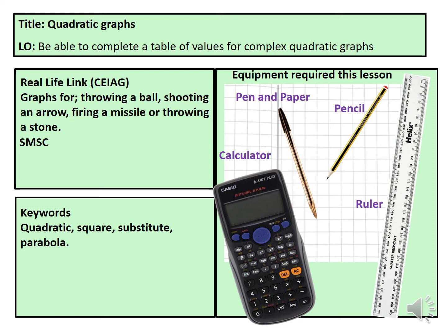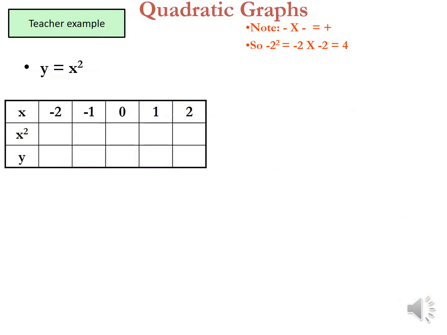In this lesson, we are looking at quadratic graphs. By the end of the lesson, you should be able to complete a table of values for complex quadratic graphs. Okay, so in this example, we have the equation y equals x squared.